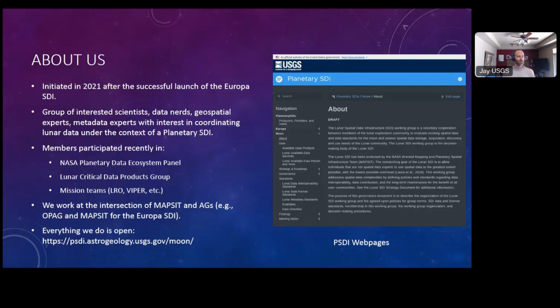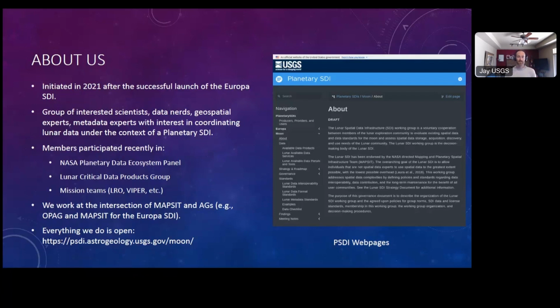It's community driven, like I said. Members have participated in NASA's PDE, the Lunar Critical Data Products Group. They sit on mission teams. So we've attempted to get a really broad swath of people on our working group committee. We work at the intersection of MAPSET and the AGs, so LEAG for the Moon, OPAG for Europa. Since you're sitting at a computer right now, I would suggest you go ahead and check out our website, psdi.astrogeology.usgs.gov. Moon will take you right to Moon. It's a USGS hosted website only because that was the easiest place to get it hosted.